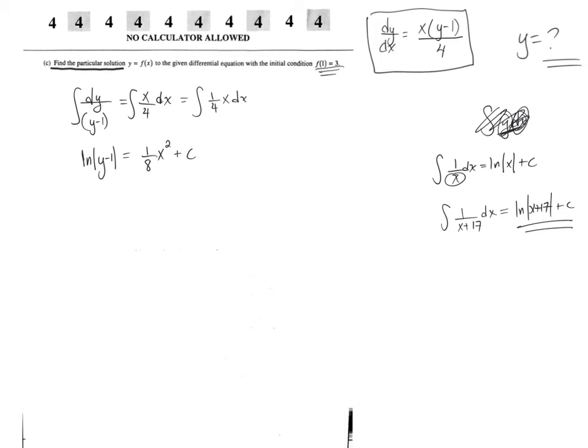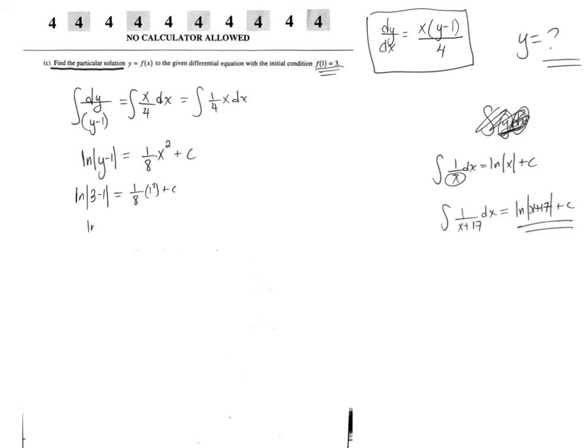Now, this is usually the best time to go ahead and use your initial condition that x is 1 when y is 3, or y is 3 when x is 1, to solve for c. So this is going to be a little sticky. Sometimes they rig this so that you get a nice number over here, but we're not going to get the nicest of numbers. We're going to say the ln of, that is an absolute value, the ln of 3 minus 1 is equal to 1/8 of 1 squared plus c.